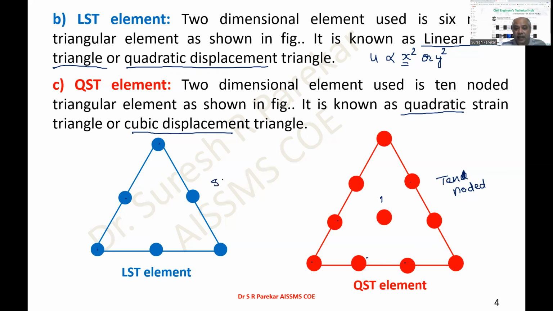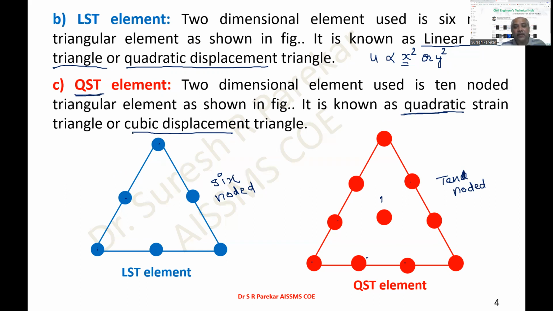Sorry, 3-noded triangular element. This LST we have 6-noded triangular elements. So we have elements like this. You can increase your displacement polynomial, meaning increase its polynomial value, and then automatically your polynomial function for strain also increases.